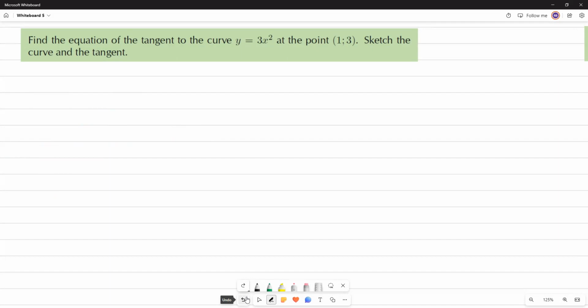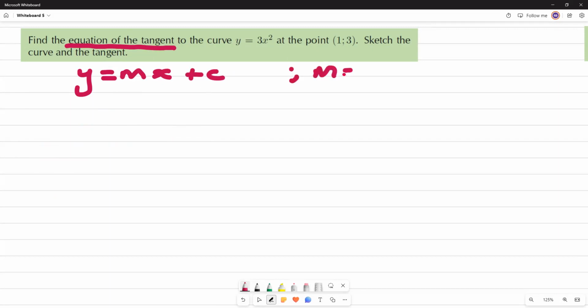First things first, they say find the equation of the tangent. You know that a tangent is basically y equals mx plus c, which means they're asking you to get m and c of this line. Remember, this is the output and this is the input, so x and y in any equation are always known. In this case, we only need to get the m and the c.